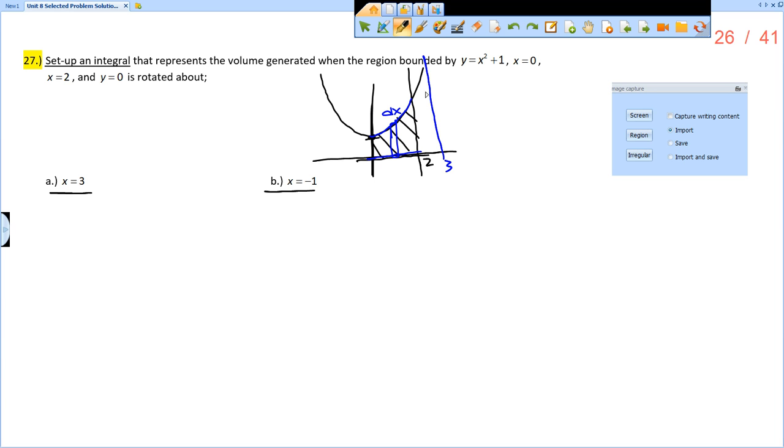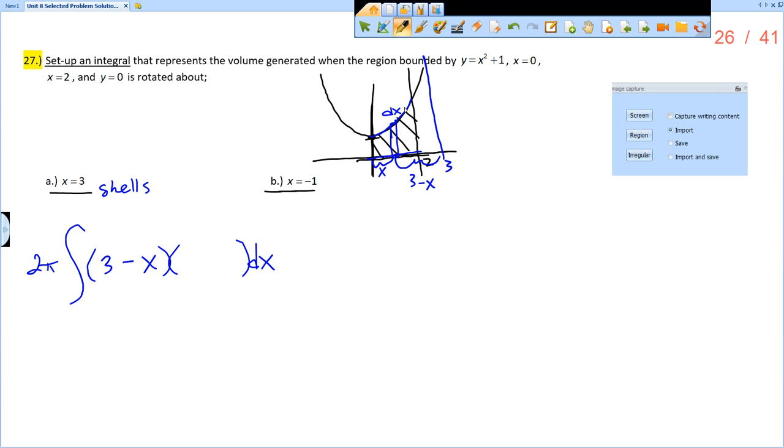Now the dx is parallel to the line x equals 3, and so that means we're going to use the shell method, right? So I'm going to have 2 pi times the integral of radius times height, with respect to x in this case. Now the radius, remember, is how far the dx is from the axis of rotation. The dx is x units from the y-axis, and 3 is 3 units from the y-axis. So the difference is 3 minus x. We take the right-hand thing minus the x, so 3 minus x would be the radius.